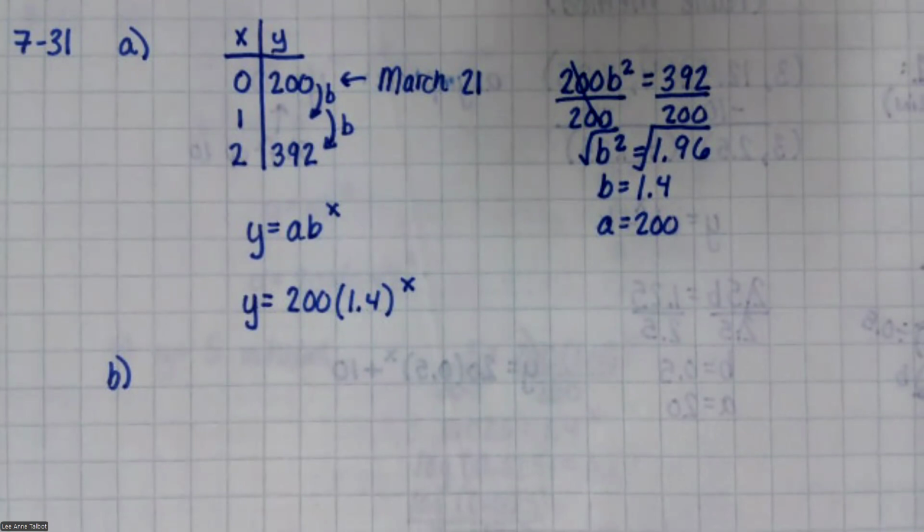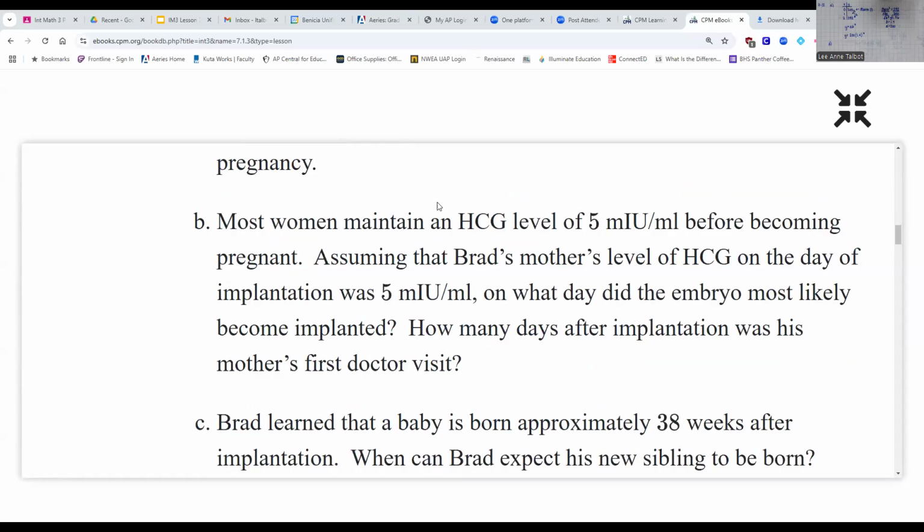Okay, now b. Most women maintain an HCG level of 5 milli-international units per milliliter before becoming pregnant. Assuming that Brad's mother's level of HCG on the day of implantation was 5 milli-international units per milliliter, on which day did the embryo most likely become implanted? How many days after implantation was his mother's first doctor visit? Man, I feel like this is kind of TMI, but that's okay. All right. Brad probably doesn't really want to know this.